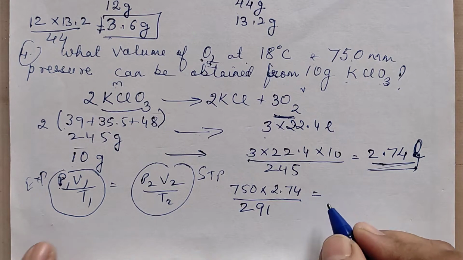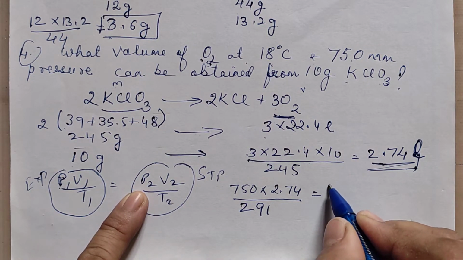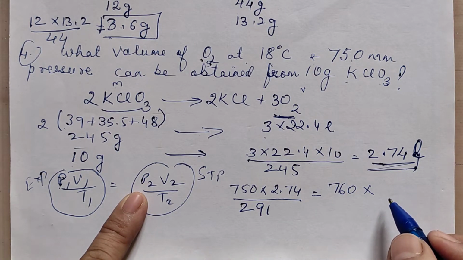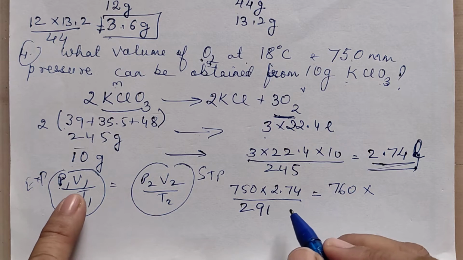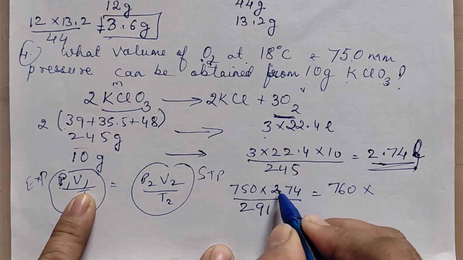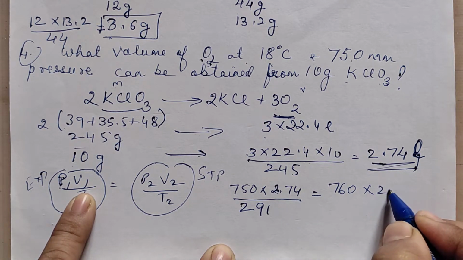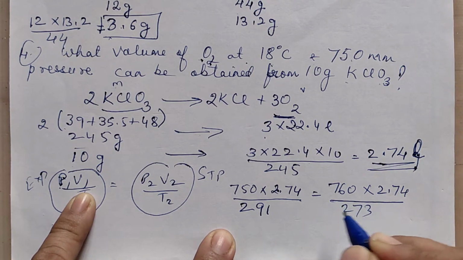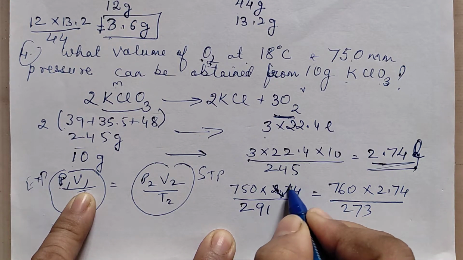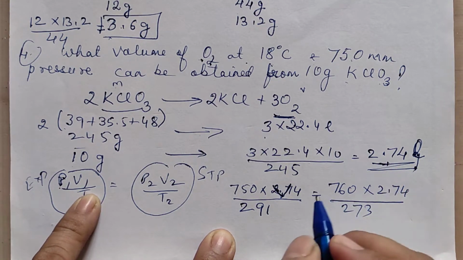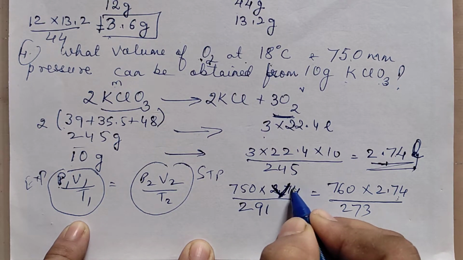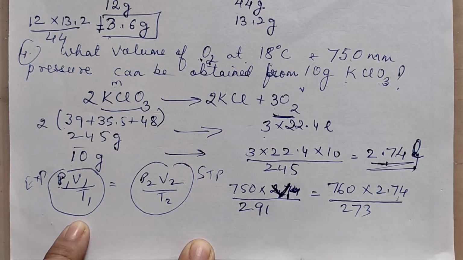This is equal to how much? STP pressure in terms of millimeter is 760. How much volume? Yes, I took it here wrong. This volume will be here 2.74, divided by temperature 273. This was obtained at STP, so this volume you are going to take here. So this V1 we have to calculate. You can just make that change.